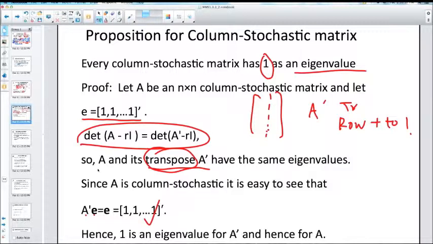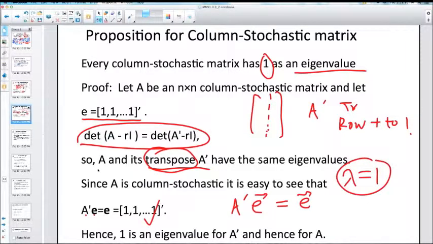What does that mean? That means A transpose times E equals E itself. That's the definition of eigenvalue. Lambda equal 1 is an eigenvalue of A transpose. So it's also an eigenvalue of A because the determinant is the same. So again, if you have any structure, if it's a stochastic matrix, we always get 1 as an eigenvalue.